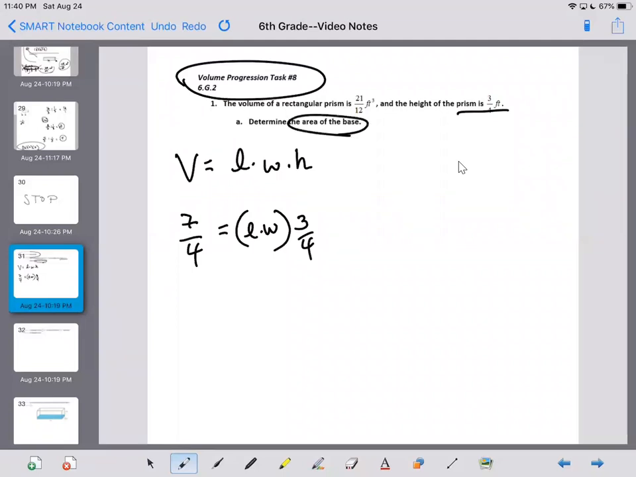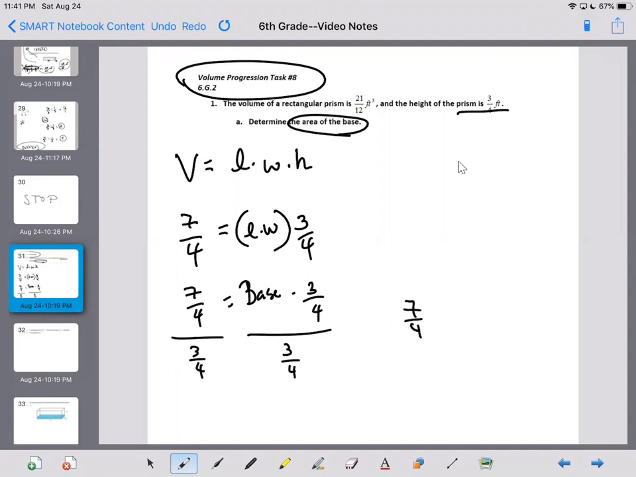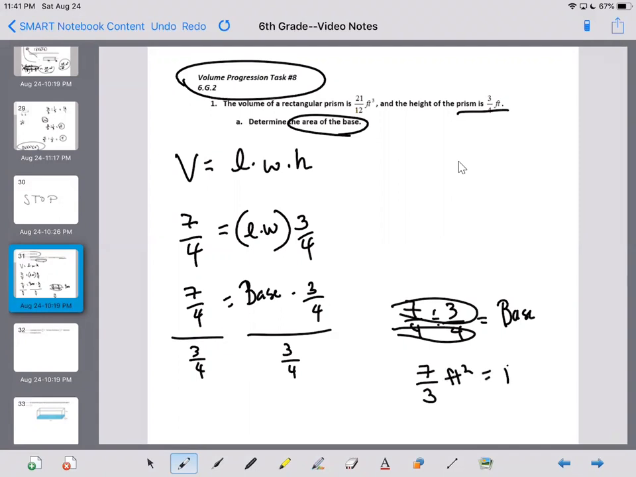So when you're thinking that rectangular prism, if it's wanting to know the area of the base, it's that length times width. So we don't know what the base would equal. We do know the height is 3/4, and we know that the volume is 7/4. So one way to do this is we could divide both sides by 3/4, since the denominators are the same. This is a nice division of fractions. 4 divided by 4 in the denominator is 1. 7 divided by 3 in the numerator would give us 7/3 square feet, since it's the base.